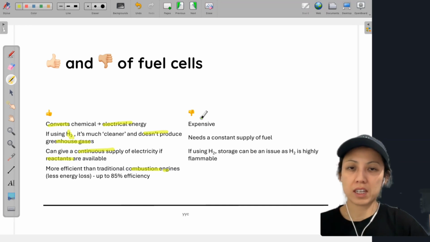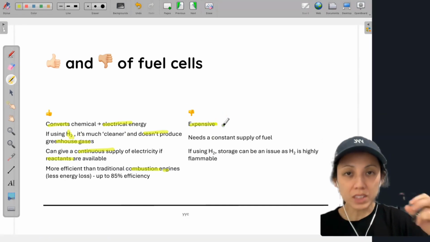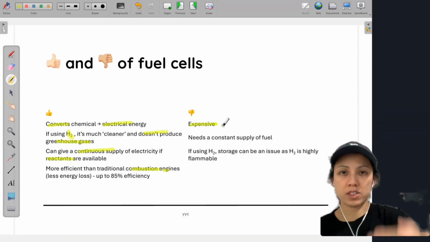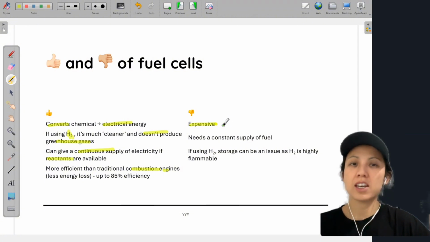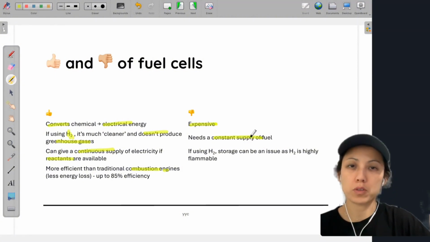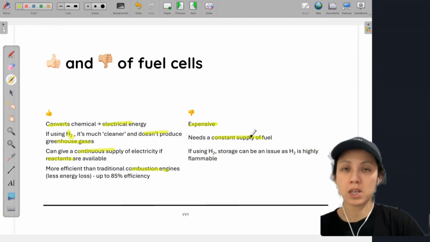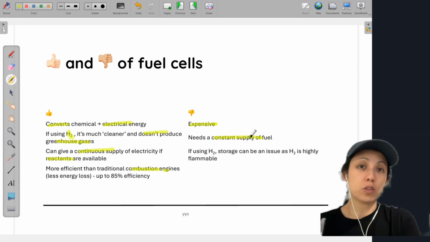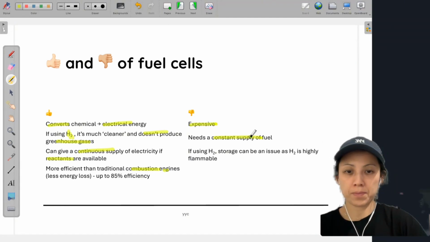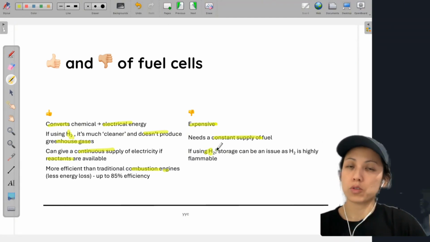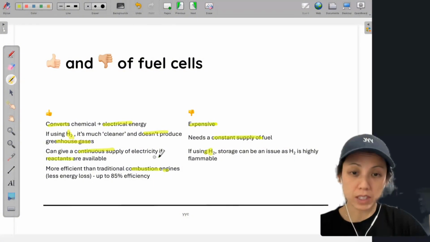The not so great thing is it's quite expensive. And although it's good to have a constant supply so you can get constant electrical energy, the bad thing is you need a constant supply of fuel. So as soon as the fuel supply stops or the reactant supply stops, you stop generating electrical energy. If you're using hydrogen, storage can be an issue. Hydrogen is really flammable.